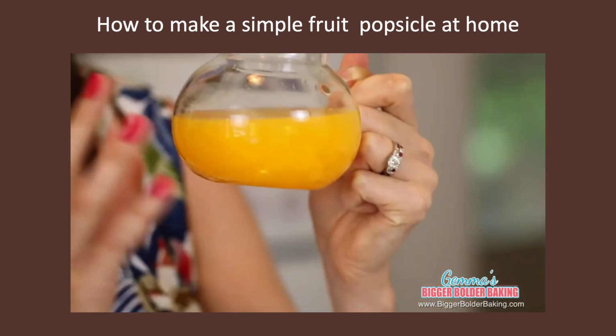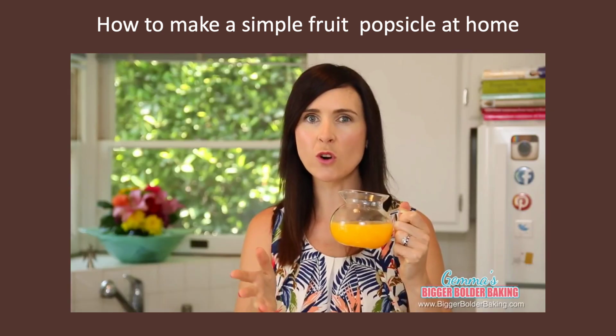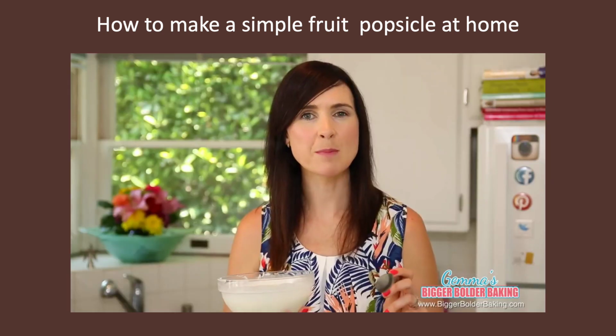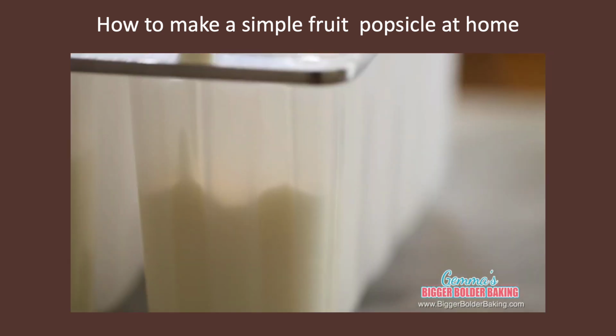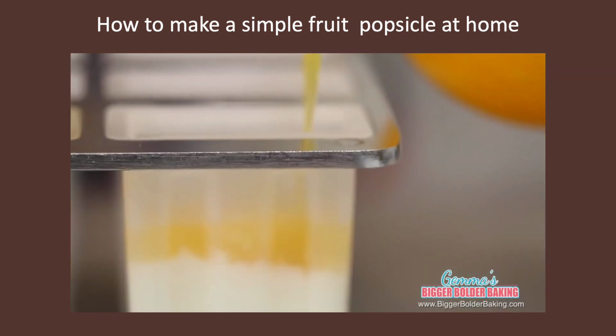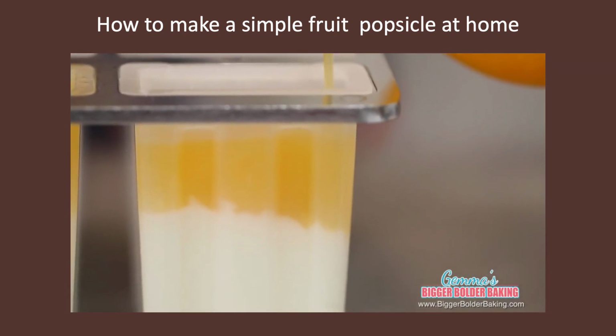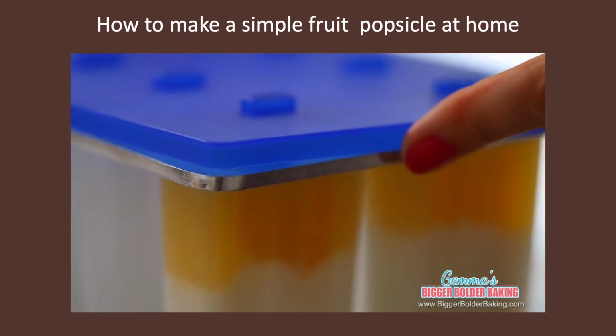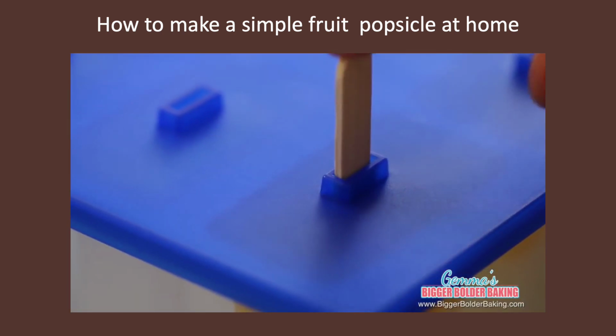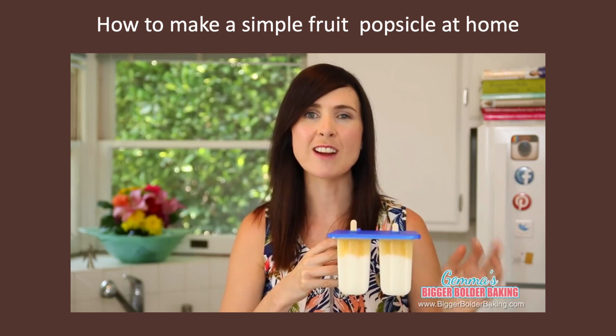So the next layer is fresh orange juice. And you can do store-bought or you can make your own. To assemble this popsicle, we are going to fill up the mold halfway with our creamy layer. And then we're going to pour our fresh orange juice in on top. When your molds are filled, on with your lid and in with your stick. Another lovely popsicle flavor ready for the freezer.